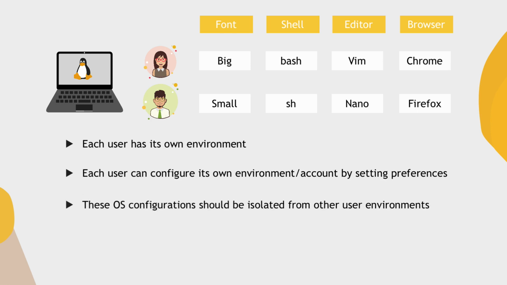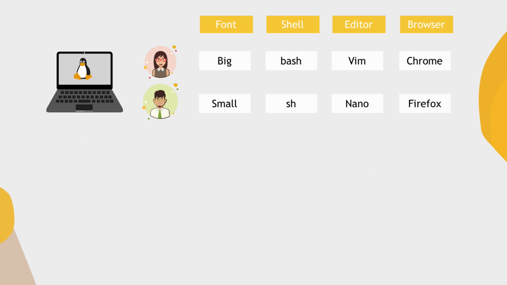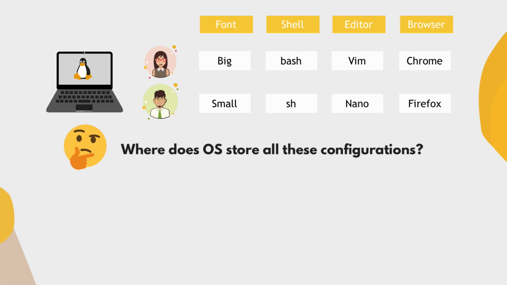So when you make changes in the operating system configuration and set preferences, of course you don't want your configuration to influence other users on the system, because they might have their own preferences for all of this. So these environments, the user environments and the configuration and settings, should be separate from each other. So how does an operating system keep track of these users and their environments? Where does it store all the information about how each user has configured their space?